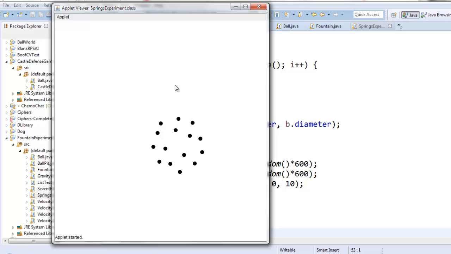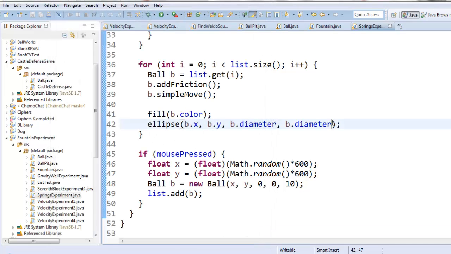What's happening here? What I'm doing here is I have connected all of the ball objects to each other with invisible springs. And the invisible springs exert force on all of the ball objects to try and keep them a distance of exactly 100 pixels away from the other ones.